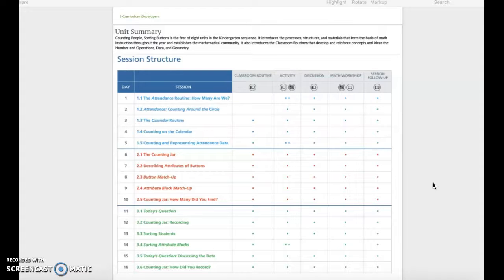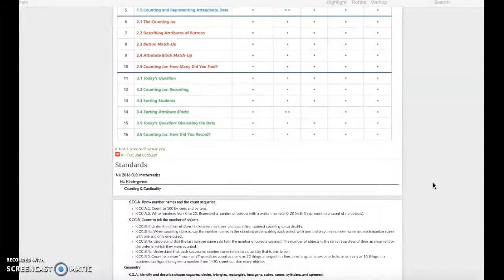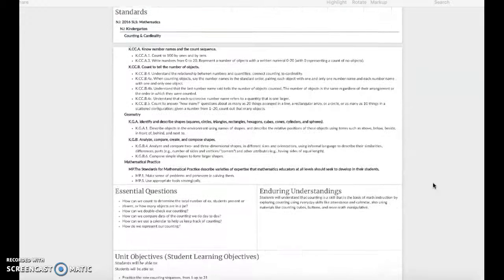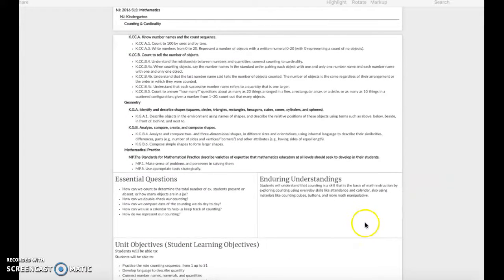It gives teachers the opportunity to teach the unit in different ways and modifying where it's needed for the individual student. Another strength is found in the enduring understanding section right here, as it suggests that the students will be counting in everyday tasks, such as when doing the calendar in the morning and when doing the attendance. It is also suggesting using hands-on materials such as counting cubes, buttons, and more math manipulatives.